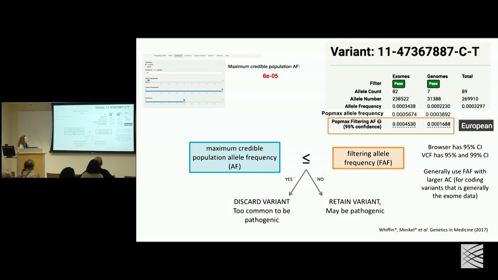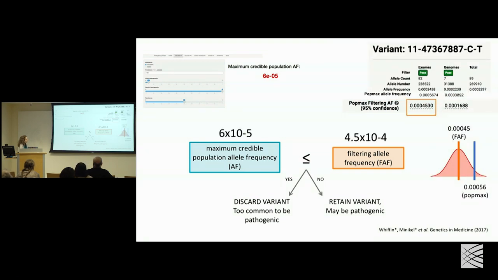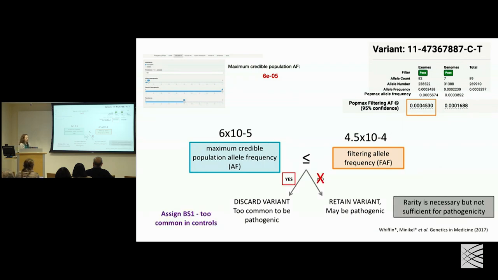Okay, so then you take that number and compare it to the number we calculated earlier. You have to be careful here because you're not comparing 6 to 4, you're comparing 4 times 10 to the negative 4 against 6 times 10 to the negative 5, so this is smaller. So this is true: your filtering allele frequency is higher than your maximum credible population allele frequency. And so you're able to discard this variant as too common to be pathogenic.